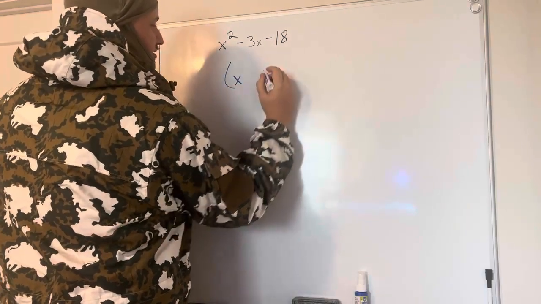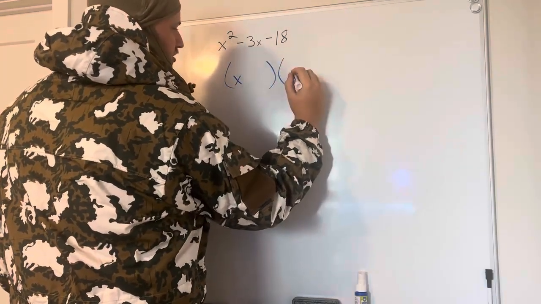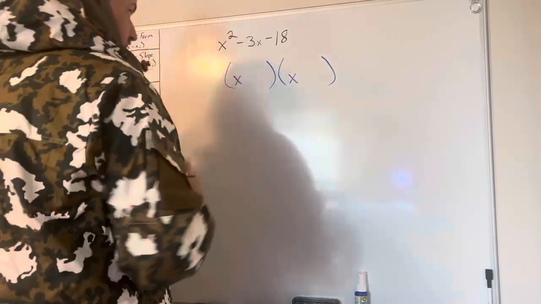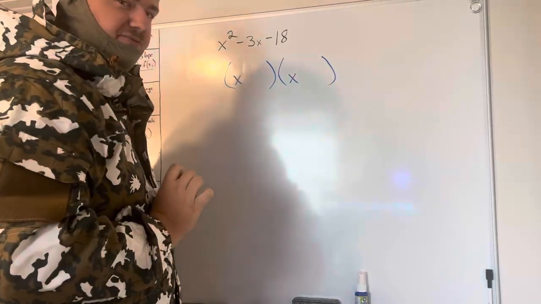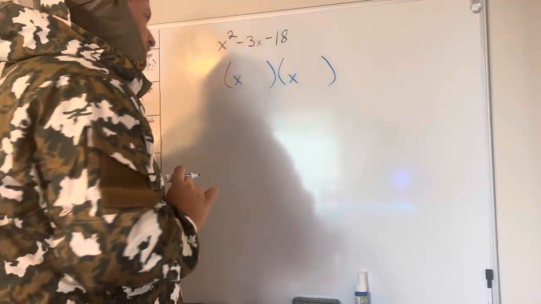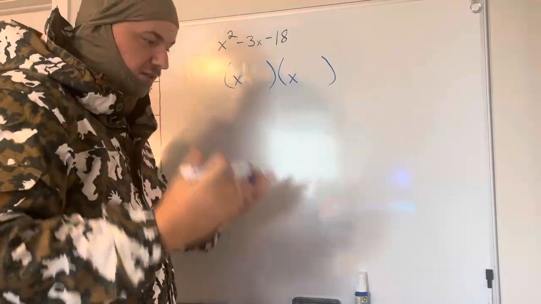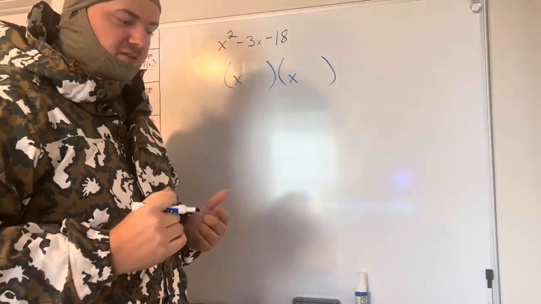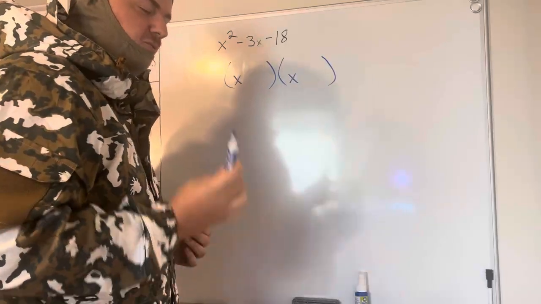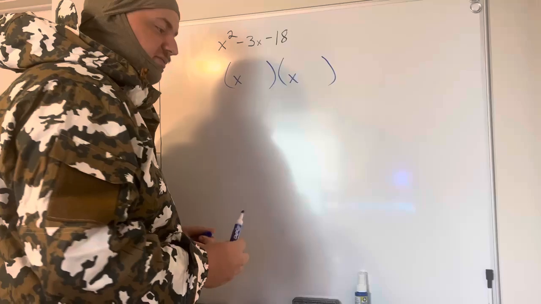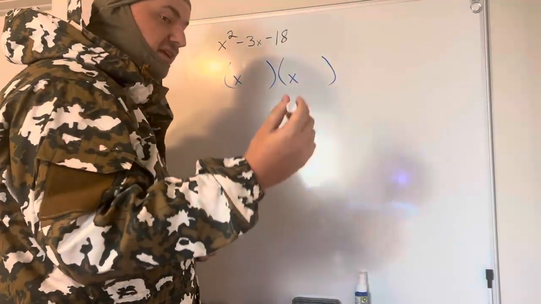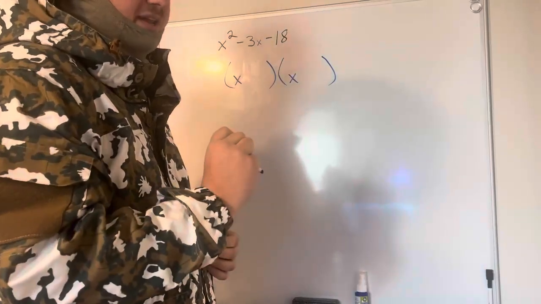So we already know that there's going to be an x there, close parentheses, open parentheses, and there's an x there. So what adds to be negative 3 but multiplies to be negative 18? A lot of the times we need to remember our sign rules. A positive times a positive will always be a positive. A negative times a negative will always be a positive. A negative times a positive will always be a negative.